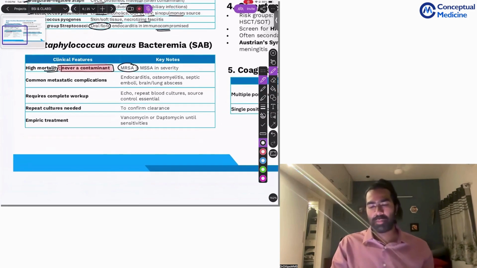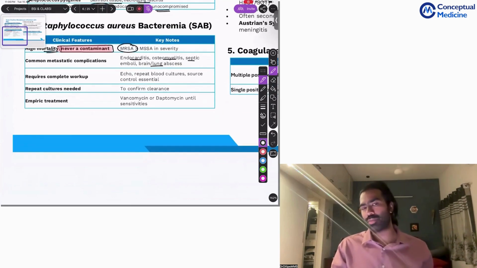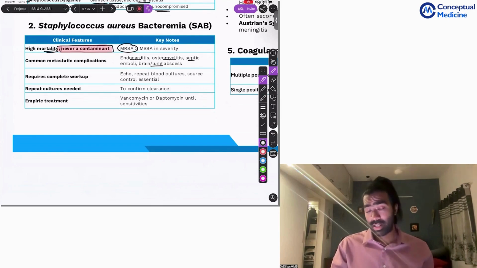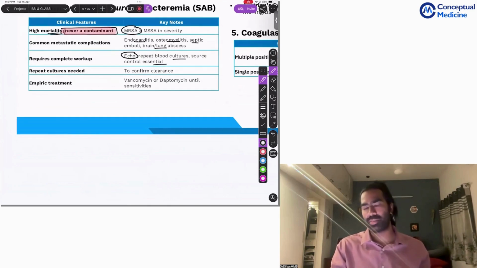And what are the common metastatic complications? Endocarditis, osteomyelitis, septic emboli, brain and lung abscess. All of these things can occur because of the bacteremia caused by Staph aureus. And it requires a complete workup, because one of the important investigations that you have to do if you see Staph aureus in the blood is an echocardiogram to rule out infective endocarditis. And you have to repeat blood cultures, and source control is absolutely essential like in any other bacteremic state.